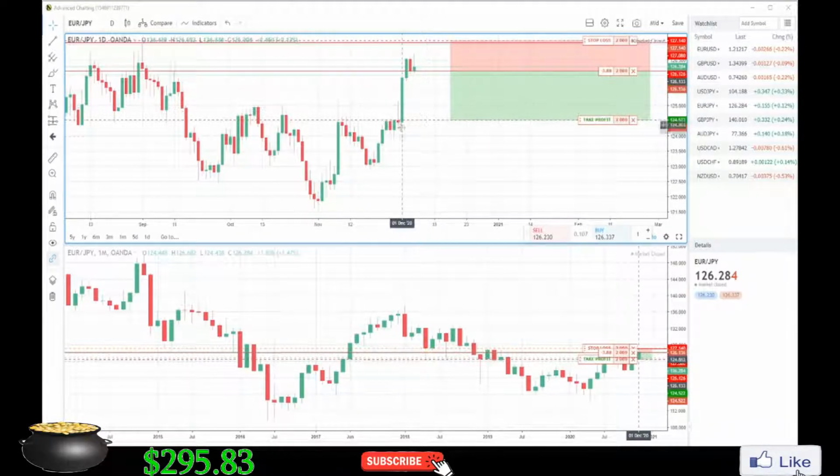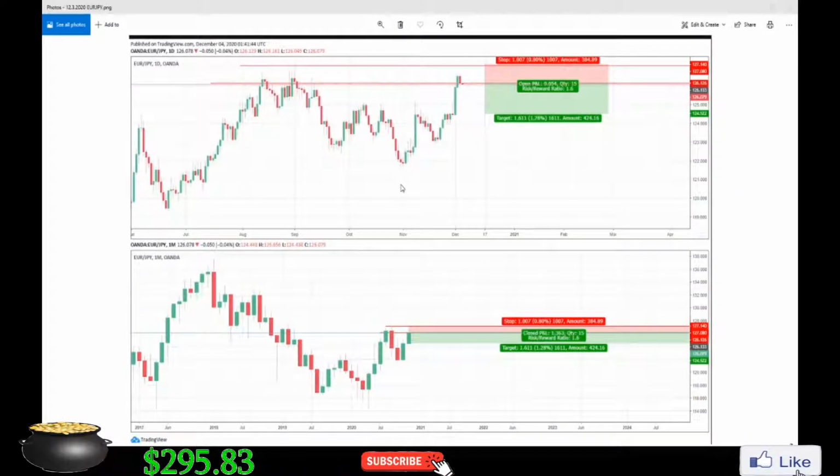So here was the setup for Euro JPY. By the way, I took that trade on GBP/USD on December 1st. I believe that was, let me see, Wednesday. I think it was a Monday. So I entered this trade on Euro JPY on December 3rd.